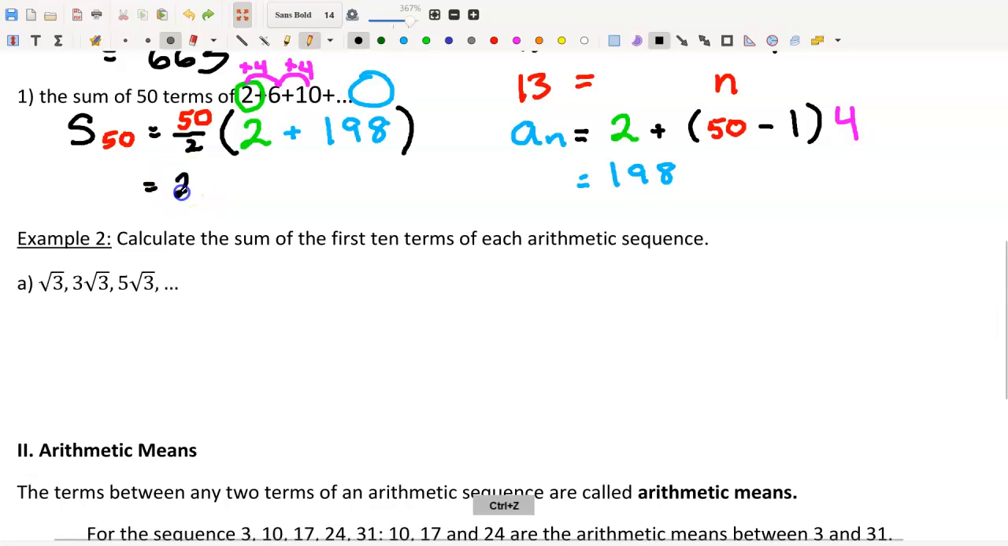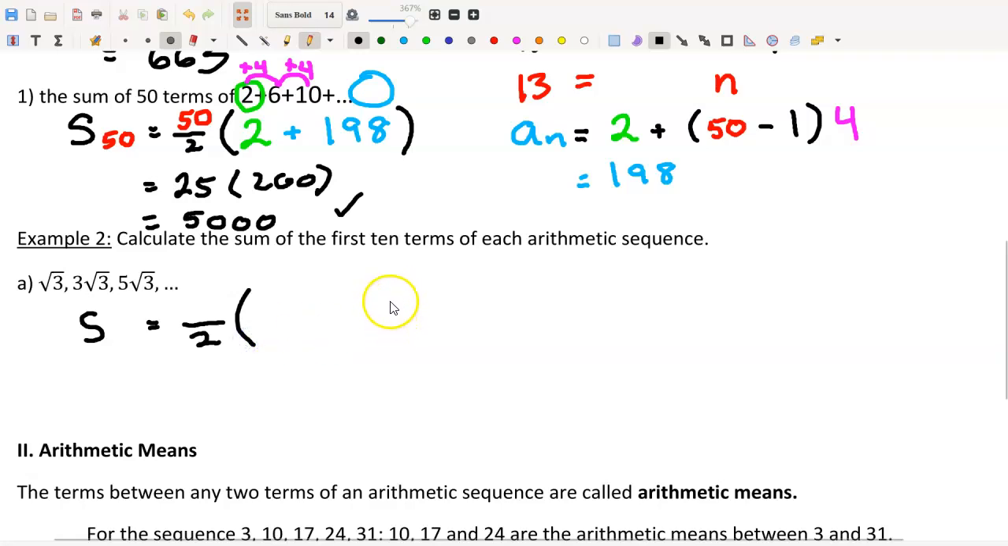I'll just do 5 times 200. And once you get there, just try A. It's very similar. Looks like we're finding the first 10 terms.